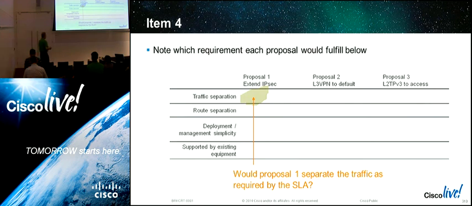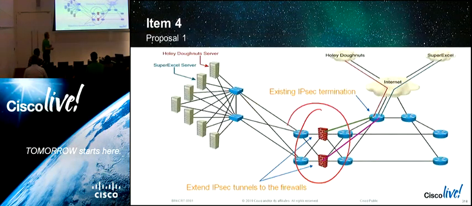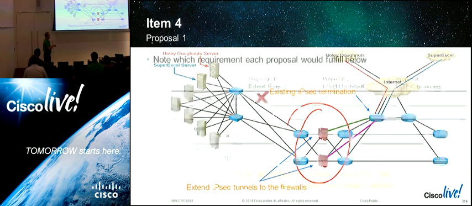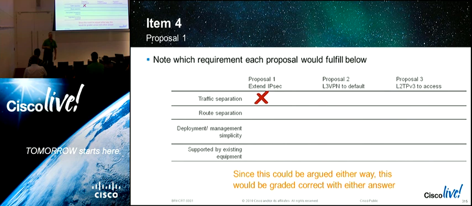So proposal 1 is to extend the IPsec tunnels to the firewalls. Does that provide us traffic separation? Well, it does in some sense, because we've still got the traffic in separate tunnels here, but it doesn't really do anything for us here, right? So in this case, you're going to get the answer right either way, because it kind of provides separation, but not enough separation, right? Either way, you could look at that and say, yeah, it does, but it doesn't.